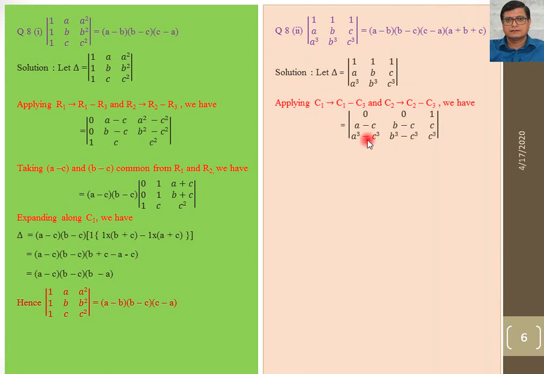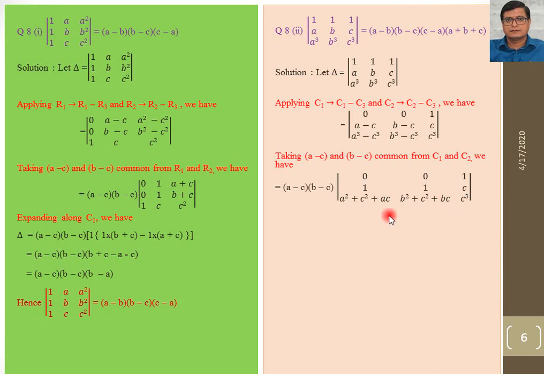Again you can see that we can take a minus c and b minus c common from C1 and C2. So taking a minus c and b minus c common from C1 and C2, we have a minus c into b minus c in the determinant with rows 0, 0, 1; 1, 1, c; and a square plus c square plus ac, b square plus c square plus bc and c cube.